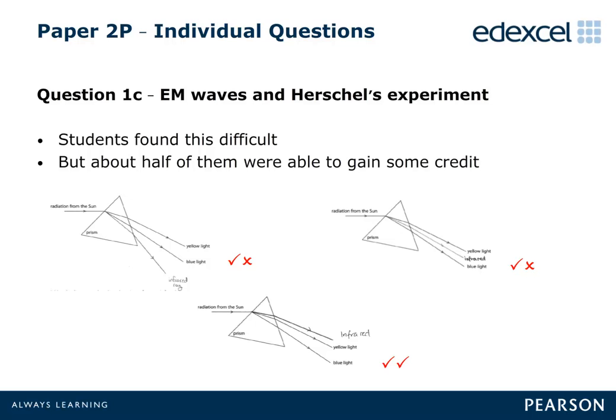Students found question 1C difficult, and some of them made no attempt here, but most of the sketched rays showed the refraction correctly. There was some uncertainty as to the position of the IR ray. These examples all show correct refraction. The third example is the only one to show the infrared ray in the right position relative to blue and yellow light.